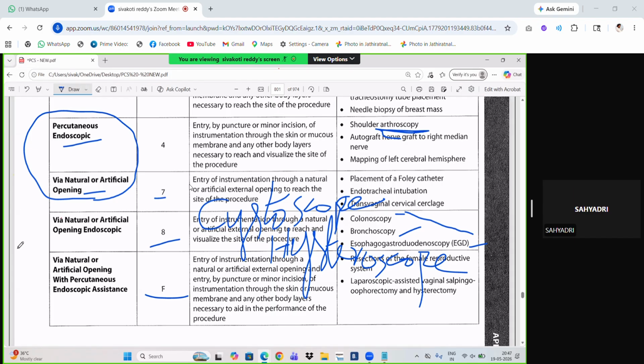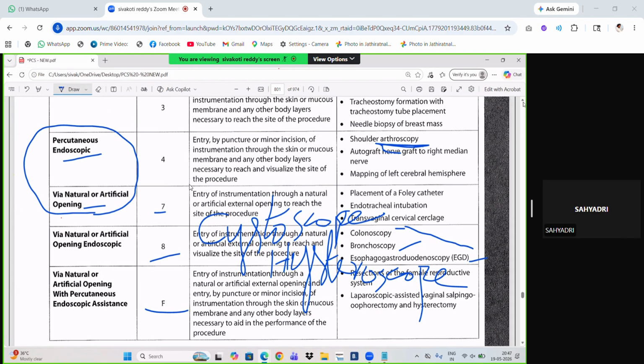Sir, clear? Even in hysterectomy, they will remove the uterus. They will cut the ligaments, everything. Yes. And they will remove through the vagina, natural. They will take the laparoscopic assistance and they will insert the natural instrument in the vagina and they will remove the uterus. It should be F, or ovaries or fallopian tubes.